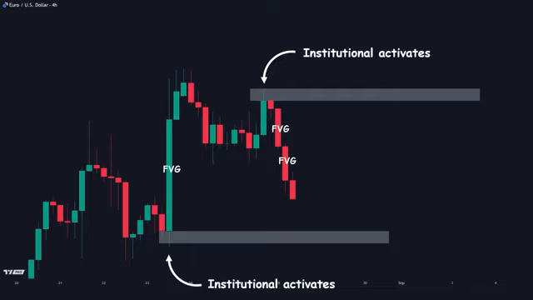Therefore, identifying higher time frame swings and key levels will help us get a clearer view of the bigger picture, avoiding getting caught on the wrong side of the market. Then, we can zoom into lower time frames like the 1-hour and 30-minute charts to spot potential trading opportunities.